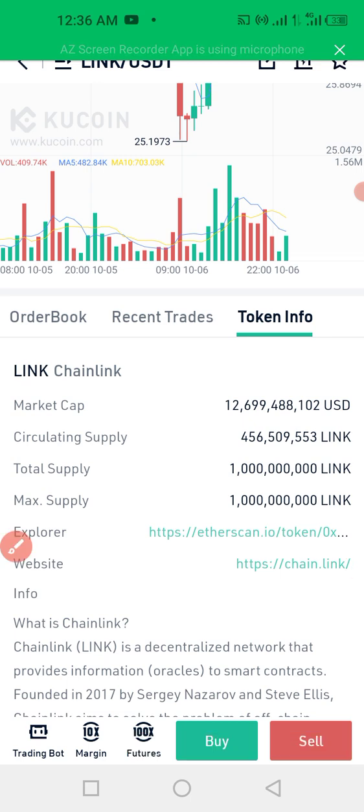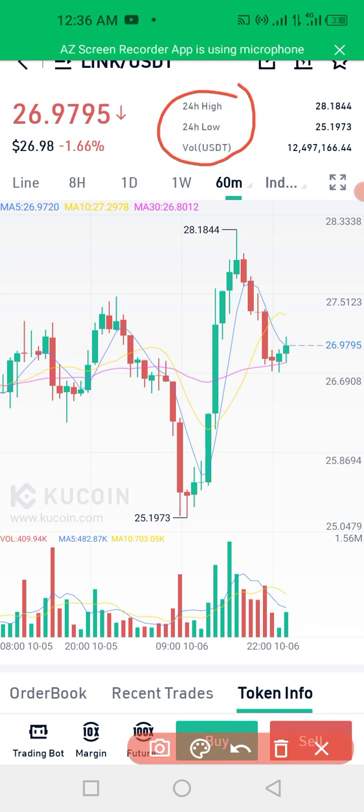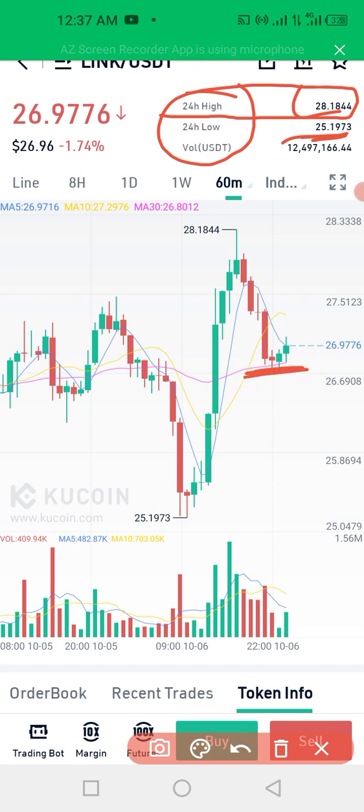Let me see the time. This is 3 minutes. We still have like 1, 2 minutes. So now that you have known what this page is meant for, you see this page they hold 24 hours high, 24 hours low. Now it's telling you that in 24 hours, this is the highest point of Chainlink. Chainlink has gone to $28.18 today, the highest point that it has reached. The lowest point it has reached for today is $25.19, which is the second one you're seeing here. If you check, the lowest point is around here, while the highest point is around here, 28.1844.